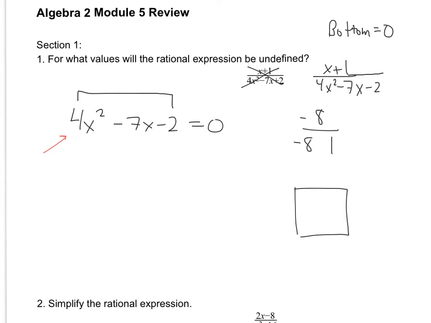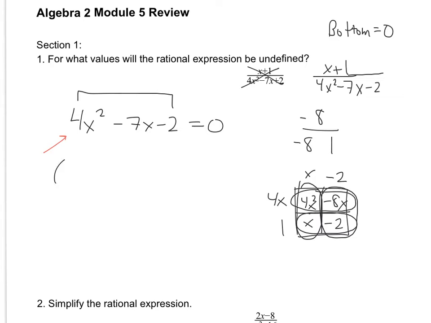So I can make my box to try to factor this. So I have 4x squared, or whatever method you use to factor is fine. So I'll put 8x here and 1x here. So out of this first row, I have 4x squared and 8x, so I could take a 4x out. Out of x and negative 2, I can just take a 1 out. Out of the first column, I have 4x squared and x, I could take an x out. And then I have negative 8x and negative 2, which I could take a 2 out, and if the first term is negative, I want to take a negative out as well. So this will factor as 4x plus 1 and x minus 2.